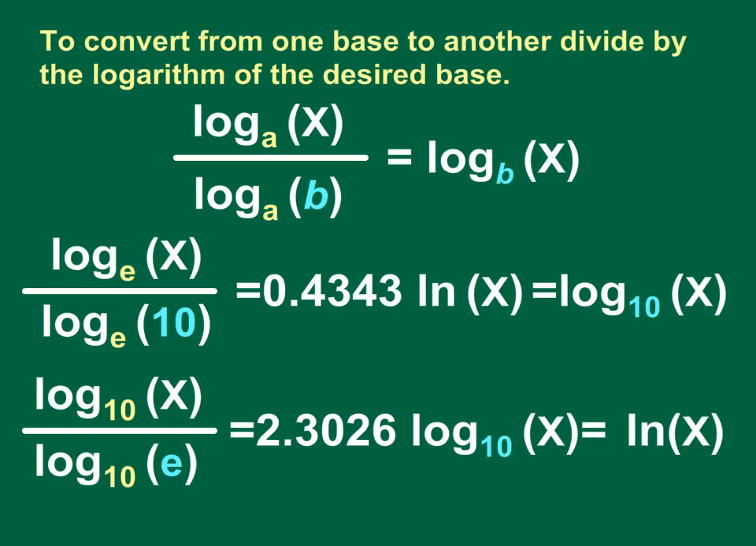Conversely, if I have the common logarithm of x and I want the natural logarithm of x, then I divide by the common logarithm of e to obtain the natural logarithm of x. This is equivalent to multiplying the common logarithm by 2.3026.